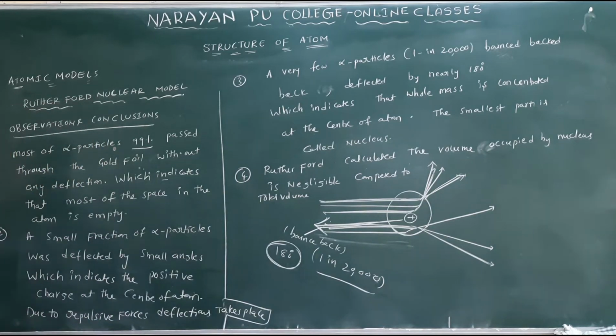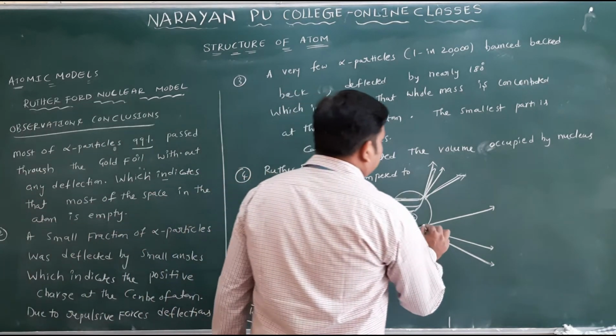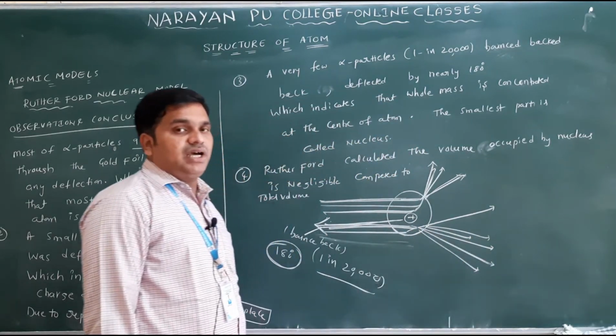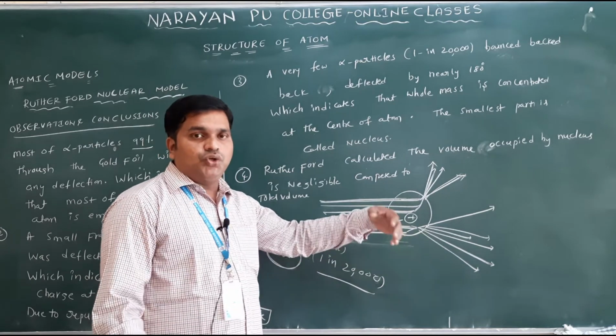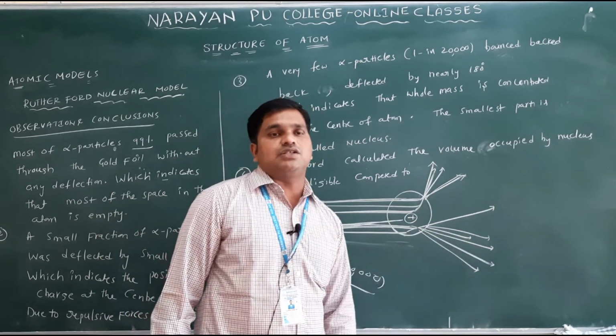Second point, a small fraction of the alpha particles was deflected by small angles, which indicates that there is a positive charge at the center of the atom. Due to the repulsive forces, deflection takes place. They deviate by some angles only, because some positive charge is there, and due to the repulsion they are deflected by small angles only.